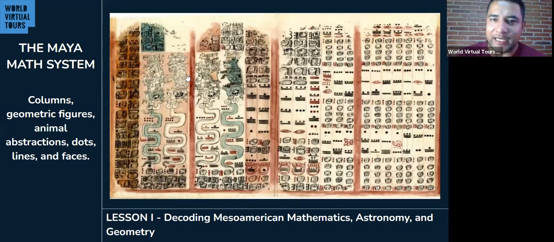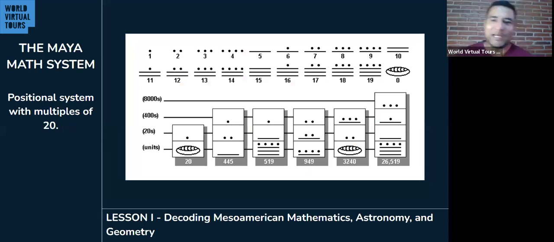Here again, we have the animal abstractions, the rabbits, this type of jaguar wolf, and persons, faces of human beings at the left, more geometrical figures, the ovals again, the dots and the lines. Okay, this is just to begin the recognition of these elements that we are going to use, and we are going to explain right now. Okay, this is the full system. Okay, this is the Maya system.